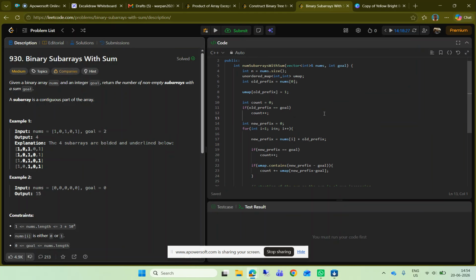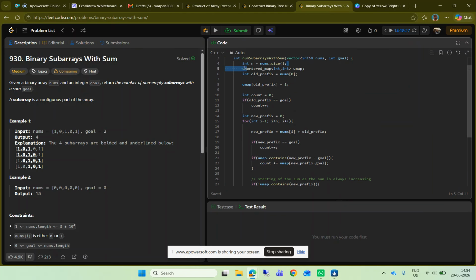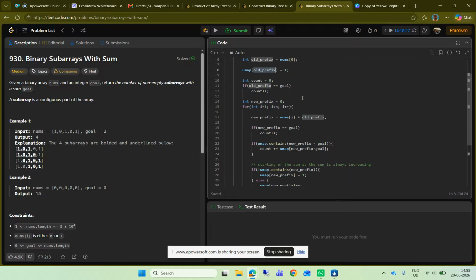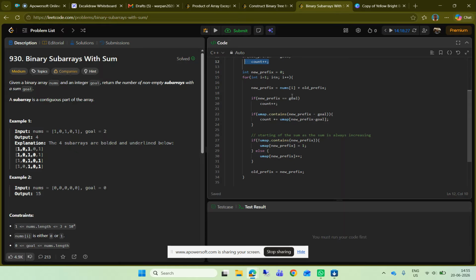We're trying to do the same thing. Again, this is for ease of development. We store the nums array size somewhere, and then we update a map which will map the prefix sum to the number of times that prefix sum has already occurred. This is the old prefix. Obviously, this old prefix is populated into the map. That means this has happened once, which is true. Count is the number of subarrays that add up to the goal. That is the result that we want. If the old prefix is equal to goal, the first variable itself is equal to goal, then obviously you have to increase the count to 1.